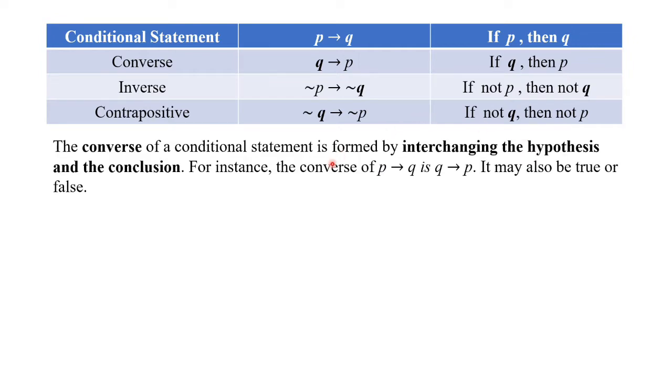The converse of a conditional statement is formed by interchanging the hypothesis and the conclusion. Remember, the converse of a conditional statement is formed by interchanging the hypothesis and the conclusion. For instance, the converse of P implies Q is Q implies P. It may also be true or false. Not all converses are true. Sometimes it is false.